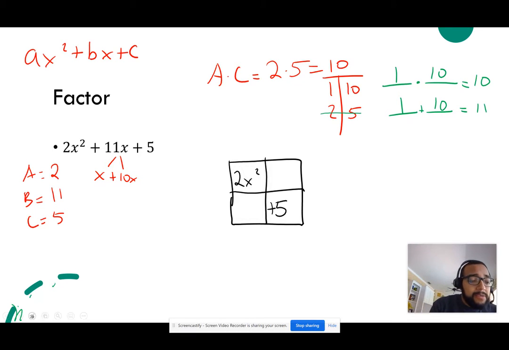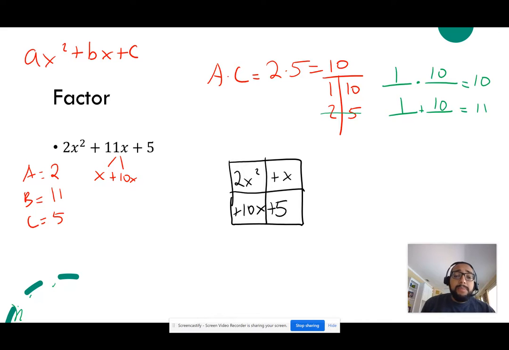So what that means for me is inside this box, I'm going to plug in a positive x and then a positive 10x. Again, I'll repeat that. What we did is we drew our box with 4 squares, and in the diagonal squares we put a 2x squared and a 5, and then in these other two squares we split up this 11x, which is our b term, as two separate terms. And now from here we're just going to go ahead and take out our greatest common factor. We'll take it out of every row and every column.